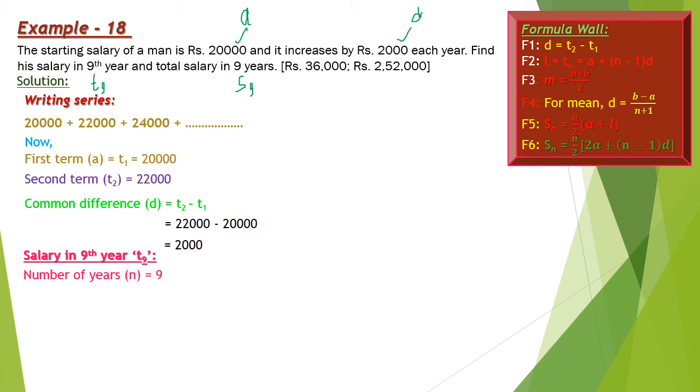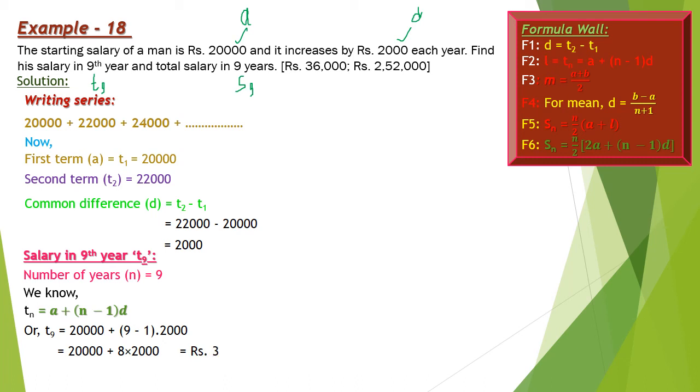The number of years is 9, so T9, we know, equals a plus (n minus 1) d. We have the value of A, that is 20,000, we have the value of n, that is 9, and we have the value of D, that is the increment, 2,000 per year. So 20,000 plus 8 into 2,000, that is 16,000, that is rupees 36,000. And in the ninth year, he is going to receive 36,000 as his salary throughout the year.